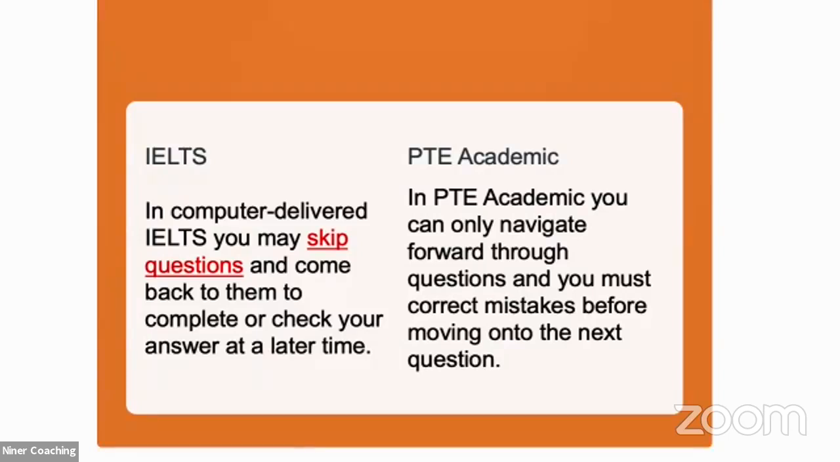You cannot check your answers after the test is over. Once you submit your answer and you click next, it's done. You cannot go back to that item anymore. You have already submitted that answer. So you can only navigate forward through the questions, and you must correct your mistakes before moving on to the next question, because there's no going back in your PTE academic examination. You can only go forward.